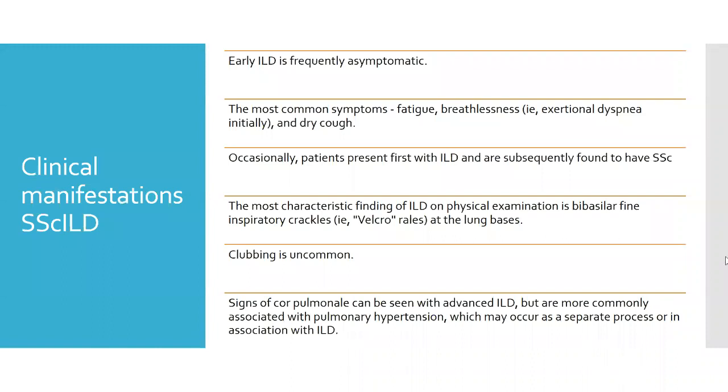Clinical manifestations: a lot of times early ILD can be asymptomatic. The most frequent symptoms can just be shortness of breath and dry cough. And a lot of times ILD can be the first manifestation of connective tissue disease in these patients.